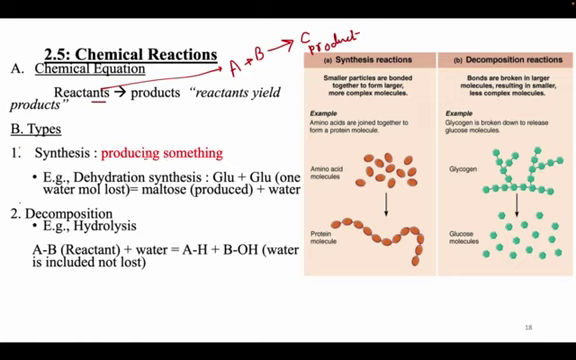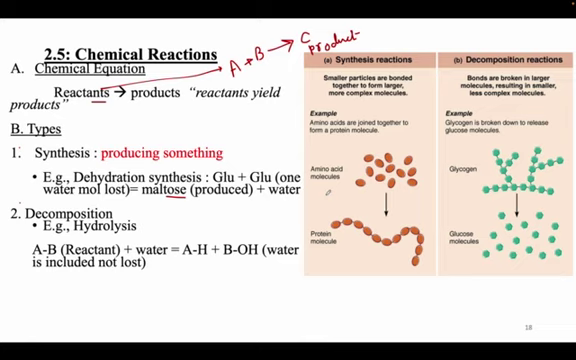So synthesis means it is producing something. For example, suppose glucose and glucose produce a new molecule called maltose. When different amino acid molecules join, they can form a big molecule of protein. So you're producing something new, right? That's what is called synthesis.